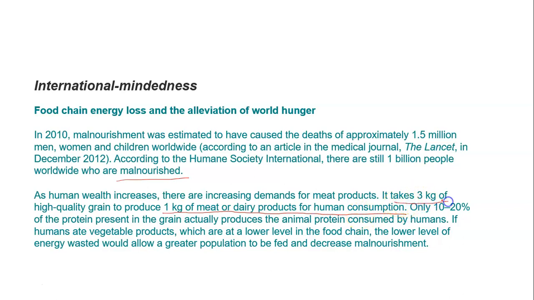Okay, this is a very nice definition. Only 10 to 20% of the protein present in the grain actually produces the animal protein consumed by humans. If humans ate vegetable products, which are at a lower level in the food chain, the lower level of energy wasted would allow a greater population to be fed and decrease malnourishment. That's a nice statement related to international mindedness.